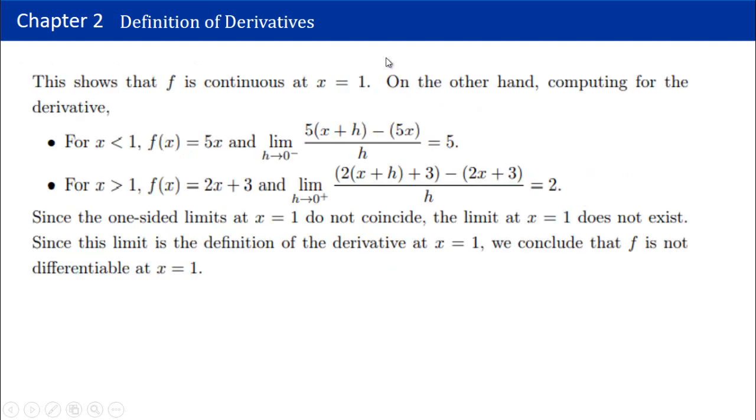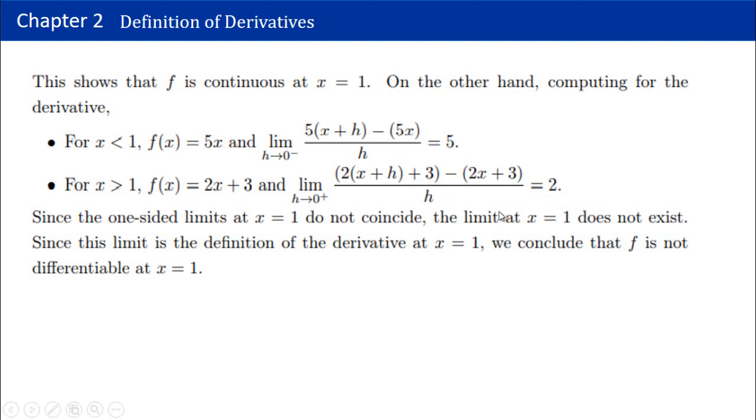But when you look at the derivative, by computing the derivative, f of x is equal to 5x, and the limit of 5 times x plus h minus f of x over h is equal to 5. And for x greater than 1, we have 2 times x plus h plus 3, minus 2 times x plus h. This is f of x plus h, minus f of x over h. And we have 2x plus 2h plus 3 minus 2x minus 3. So it becomes 2h over h, and that is equal to 2.